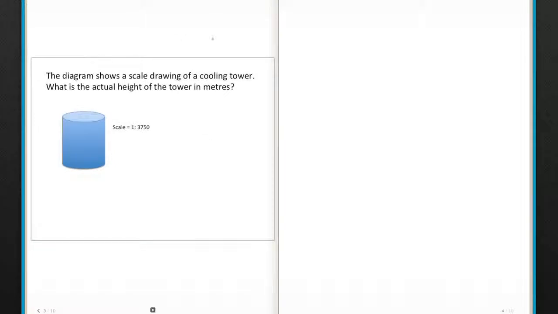Question 2. Measuring the height of that cylinder, I get 3.8 centimetres. So now I need to times 3.8 by 3750, because in real life this will be much bigger, and to go bigger we times. So I'll do it over here. 3750 times 38. Remember, we put the decimal point back at the end.